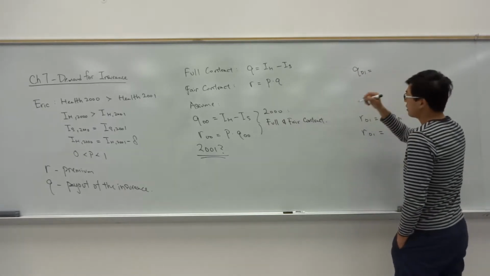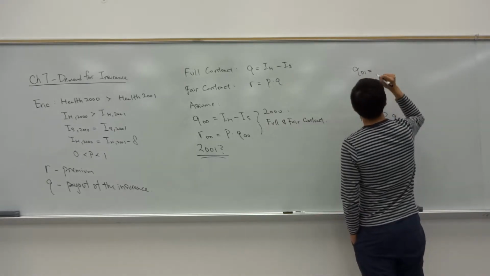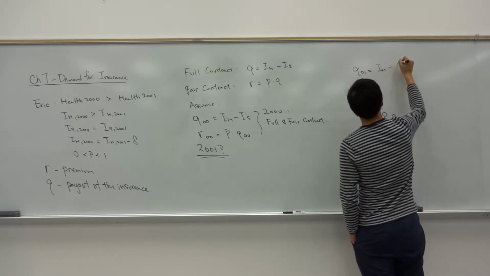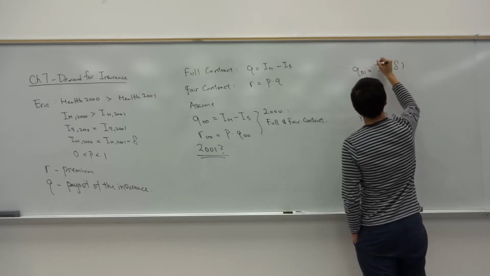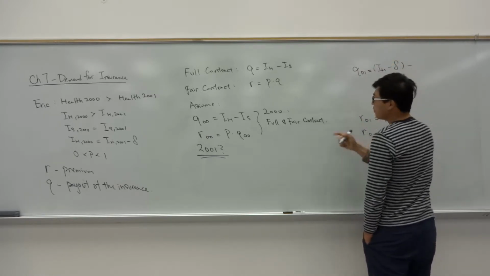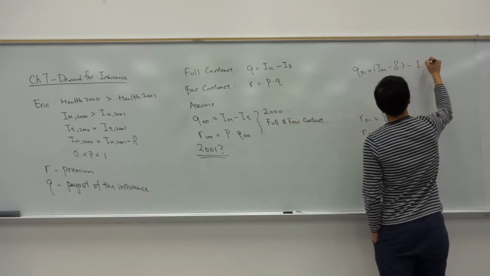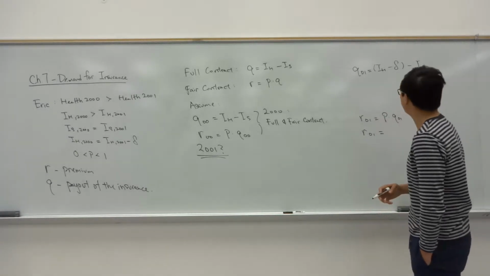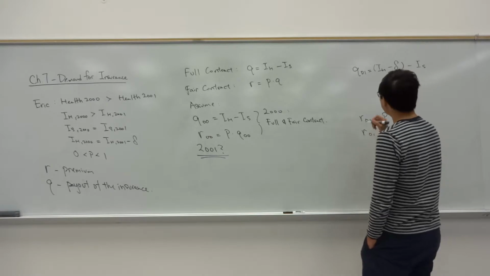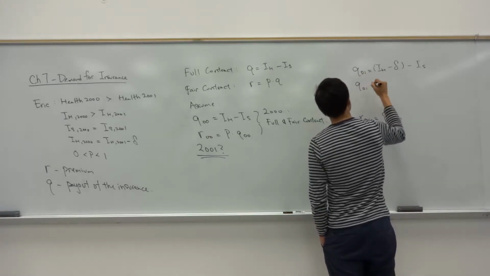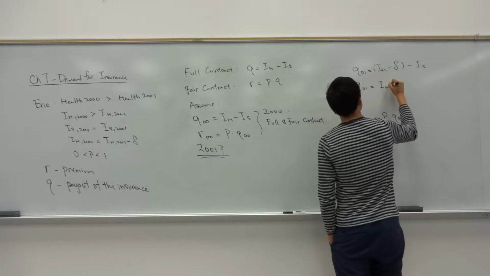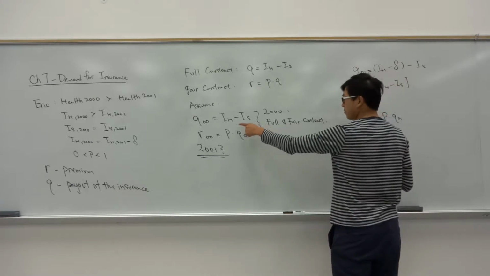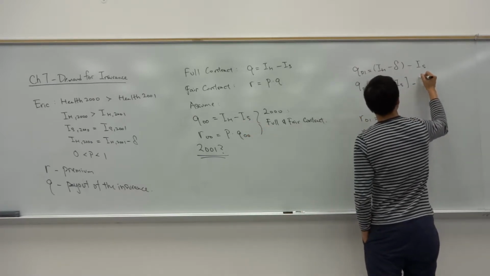So in the year 2001, Eric's healthy income is equal to IH minus delta. And it will be minus the sick income, IS, since Eric has the same sick income in both years. So in this case, the payout is equal to the healthy income minus the sick income, which is the same term here, and minus delta.